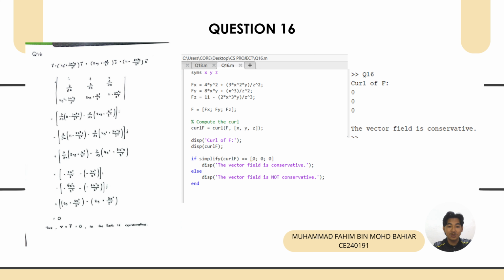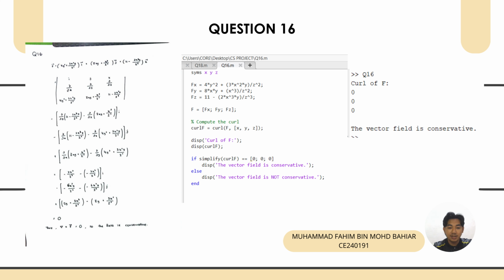So in question 16, we are given the vector field F equal to (4y squared plus 3x squared y over z squared) i plus (8xy plus x cubed over z squared) j plus (11 minus 2x cubed y over z cubed) k. We need to determine whether this vector field is conservative.